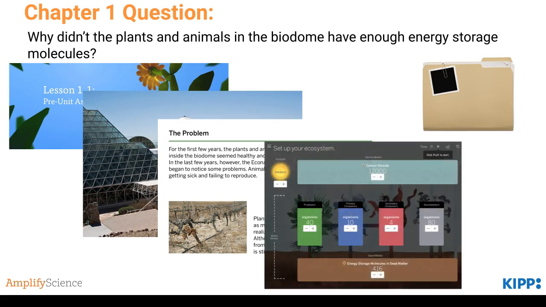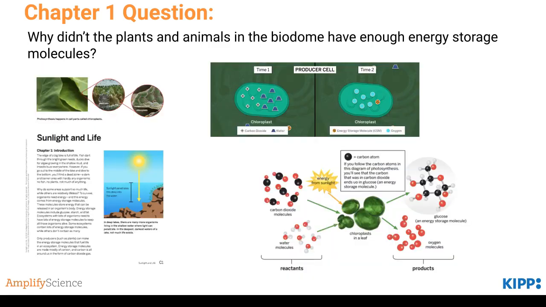Students then use the sim to make observations about where energy storage molecules in an ecosystem come from, to figure out why these things didn't have energy storage molecules in the biodome. Students then read an article titled Sunlight and Life. They focus on a diagram to help them deepen their understanding of photosynthesis, which is where energy storage molecules first appear. Students compare the sim with the photosynthesis diagram and gather more evidence about where energy storage molecules come from.